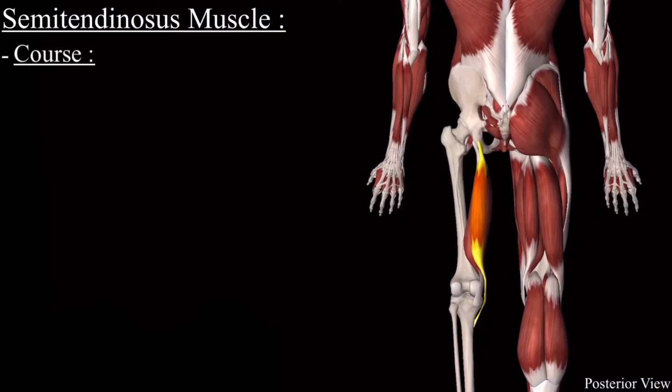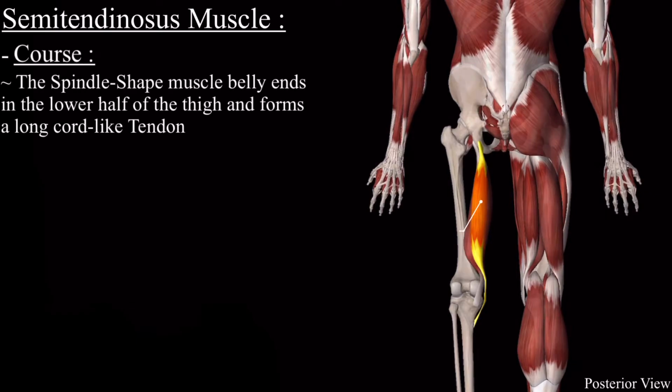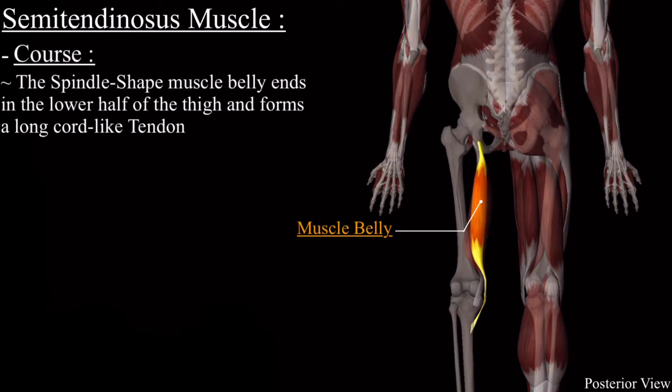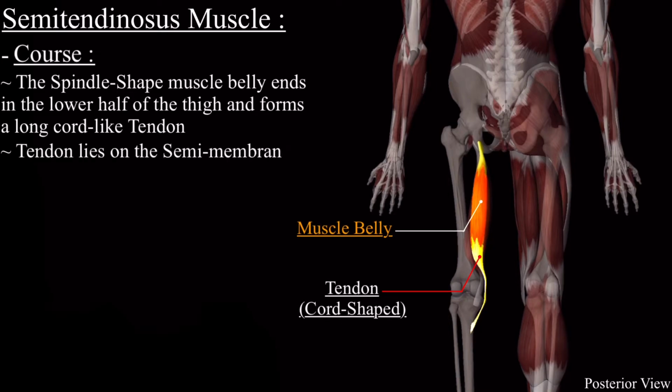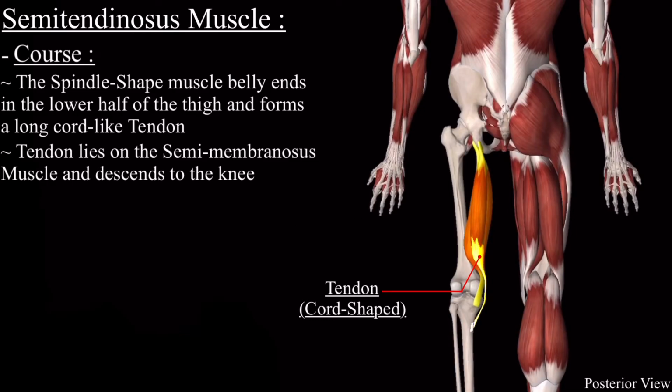After origination, the spindle-shaped muscle belly ends in the lower half of the thigh and forms a long cord-like tendon. This cord-like tendon of the semitendinosus muscle lies on the semimembranosus muscle and descends to the knee. Here you can appreciate the tendon of this muscle which lies on the semimembranosus muscle.